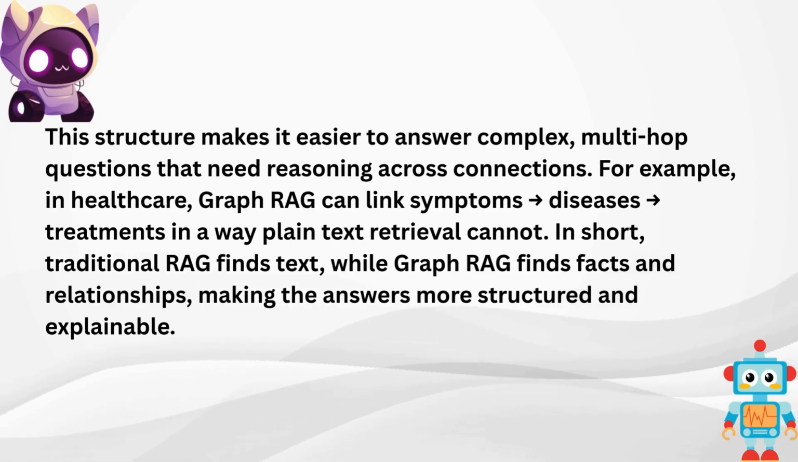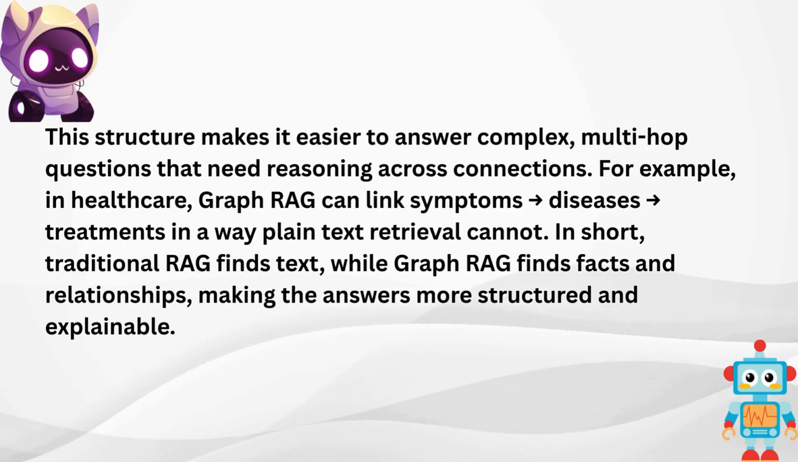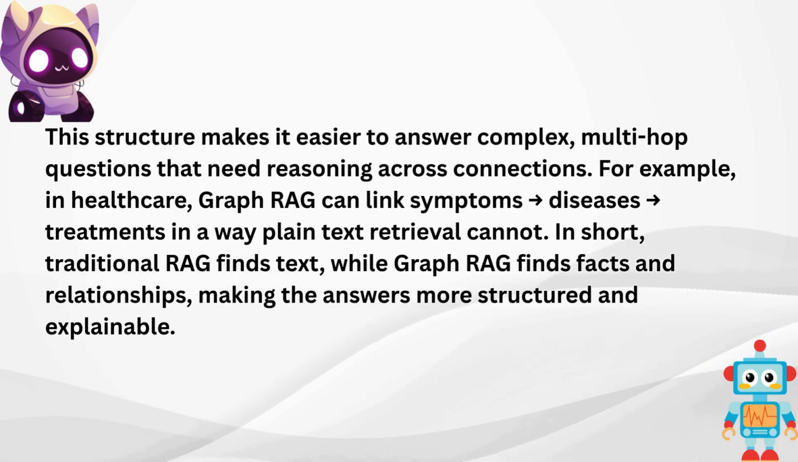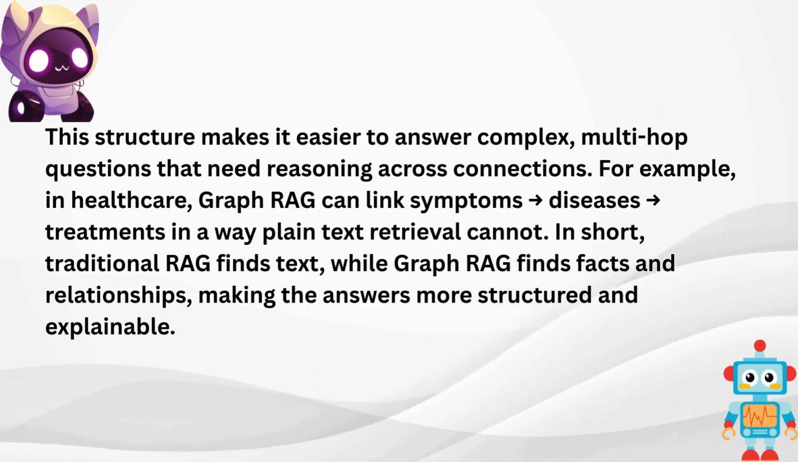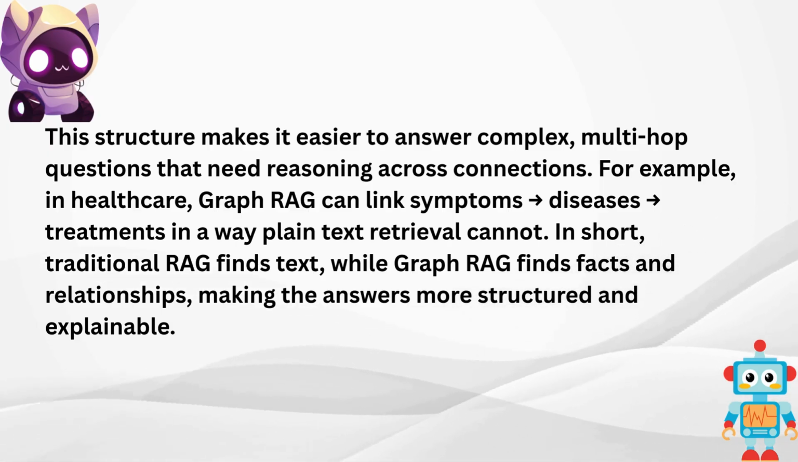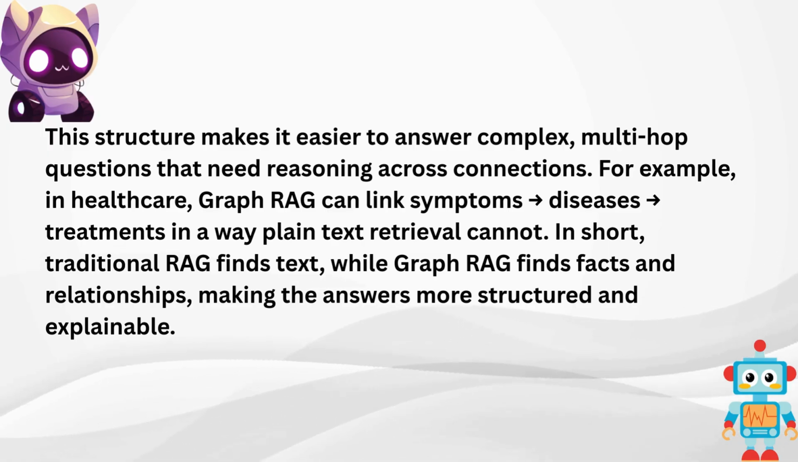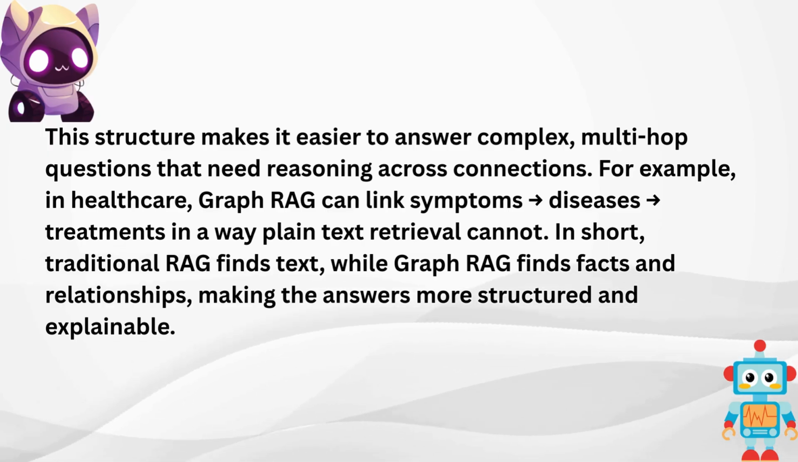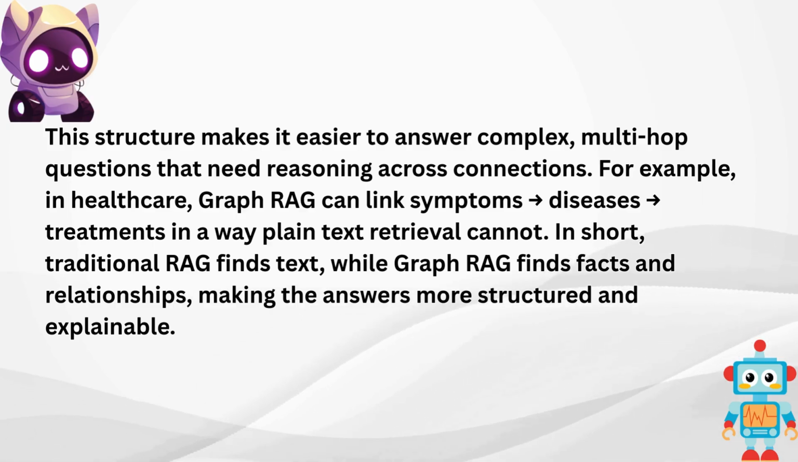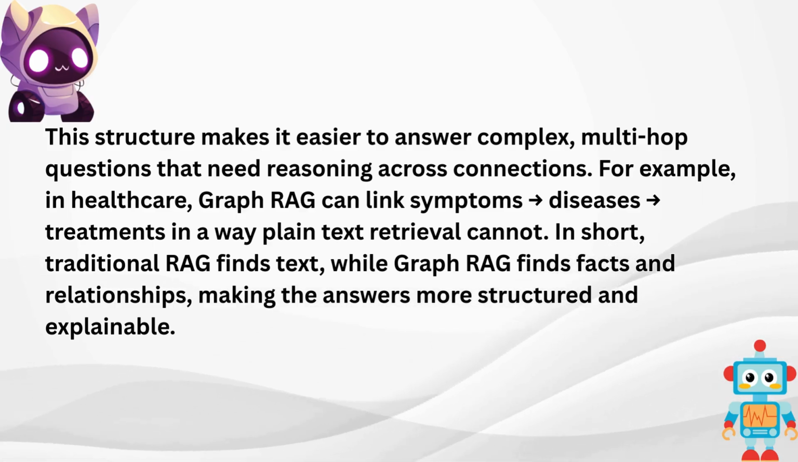For example, in healthcare, Graph RAG can link symptoms, diseases, and treatments in a way plain text retrieval cannot. In short, traditional RAG finds text, while Graph RAG finds facts and relationships, making the answers more structured and explainable.